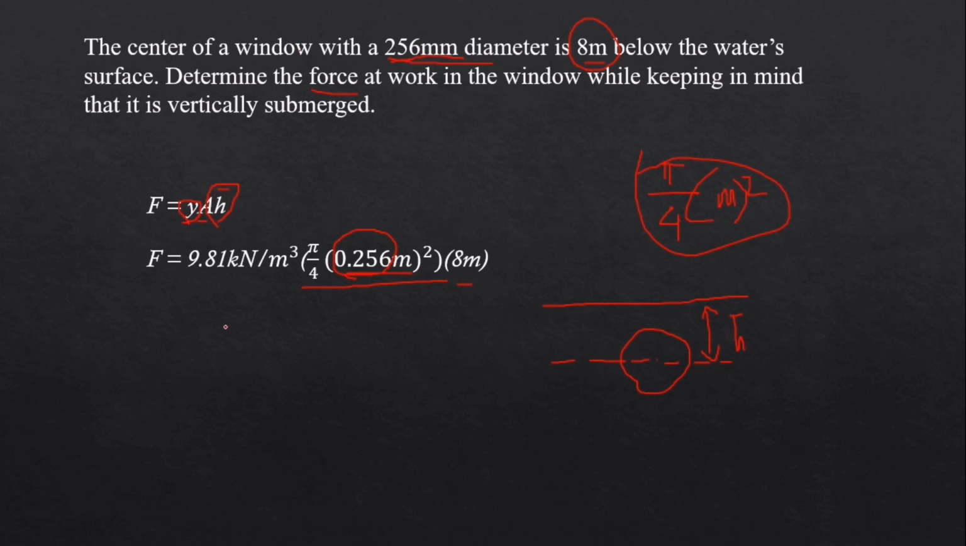So to calculate that, we come up with the answer of 4.04 kilonewton, and that is the force at work in the window while keeping in mind that it is vertically submerged. So it is kilonewton because we can cancel this out and only kilonewton is left. So this is the answer. Force is equal to 4.04 kilonewton.